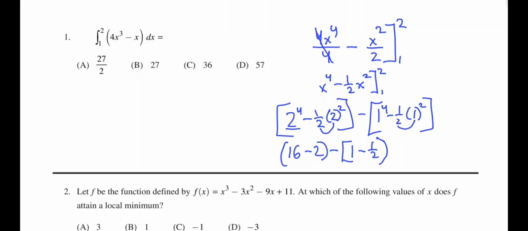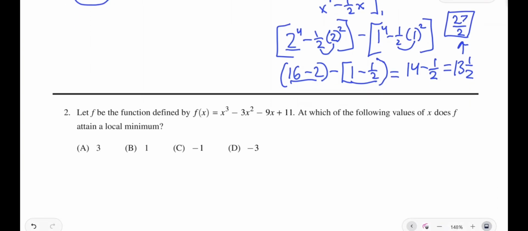Let's further simplify that. It should be 16 minus 2, which gives you a 14. Then minus, we have 1 minus 1/2, which is a 1/2. Now 14 minus 1/2 gives you 13.5. That would be the answer, but they want it in improper fraction form, which would be 27 halves. And that would be the answer for number 1, which is choice A.